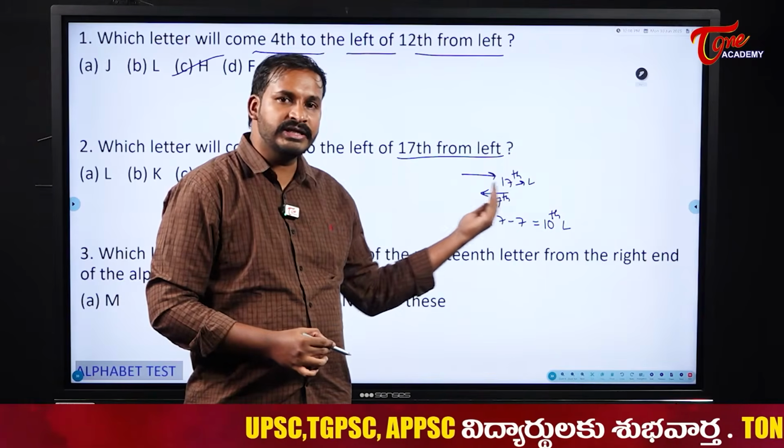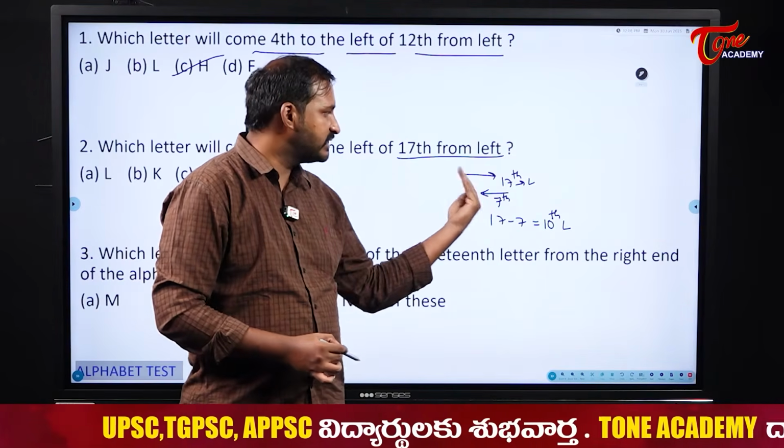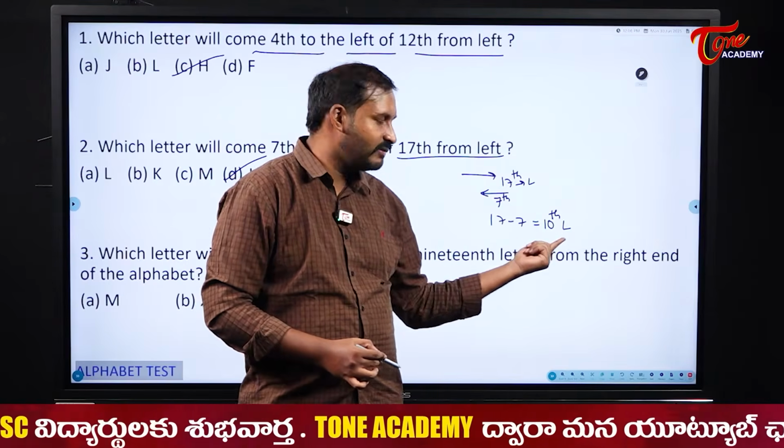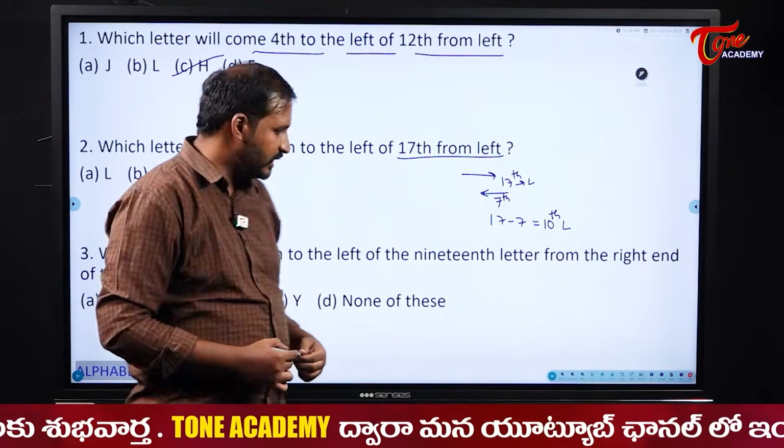17th from left and to its 7th to the left. So, that is the reason these two are opposite. So, I am subtracting here. So, overall after cancelling, what will I get here? 10th to the left. Okay, next.